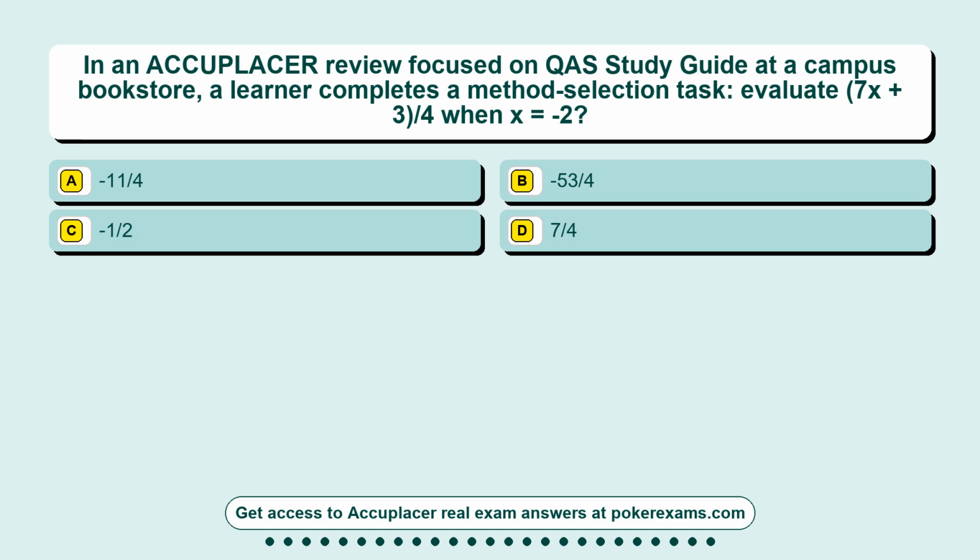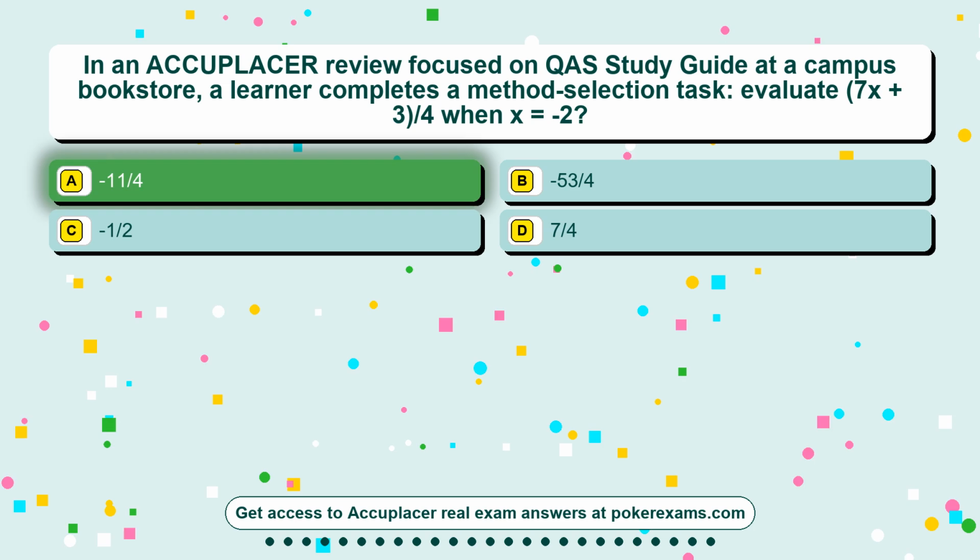Question 1. In an ACCUPLACER review focused on QAS Study Guide at a campus bookstore, a learner completes a method-selection task. Evaluate (7x + 3)/4 when x equals -2. Option A, -11/4. Option B, -53/4. Option C, -1/2. Option D, 7/4. The correct answer is option A, -11/4.